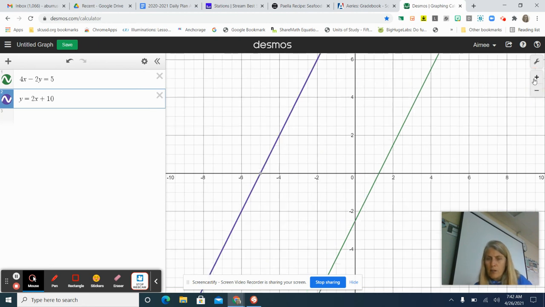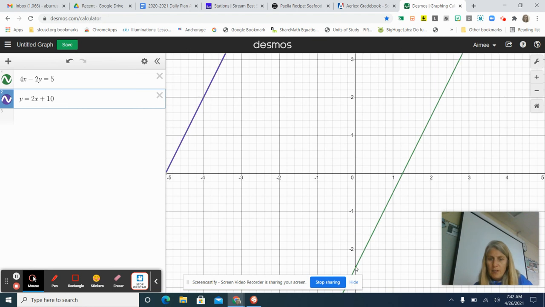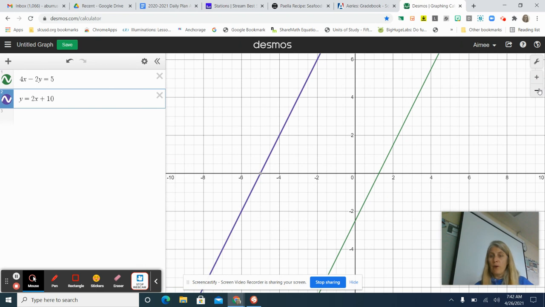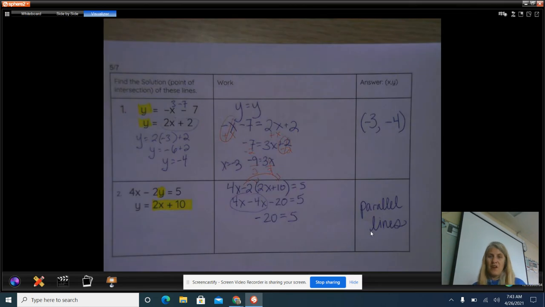Let's zoom in so you can see the slope a little better. To get from one point to the next, we have a slope of 2, so we go up 2 and 1 to the right. These two lines have no solution, but remember, when we see no solution for a system of equations, we don't say no solution. We need to tell you that they are indeed parallel lines.